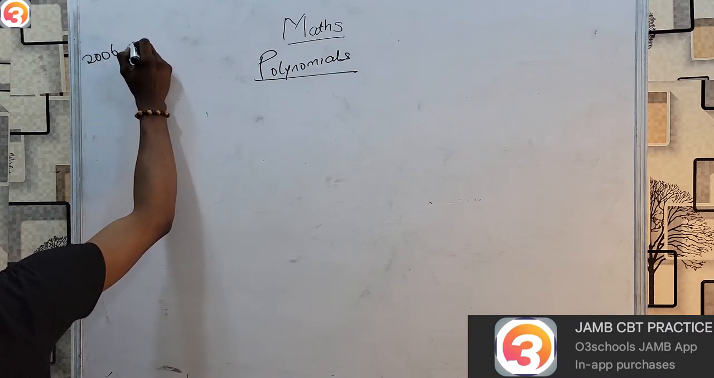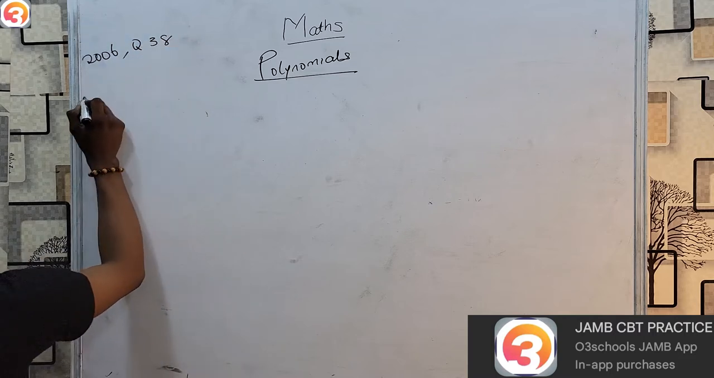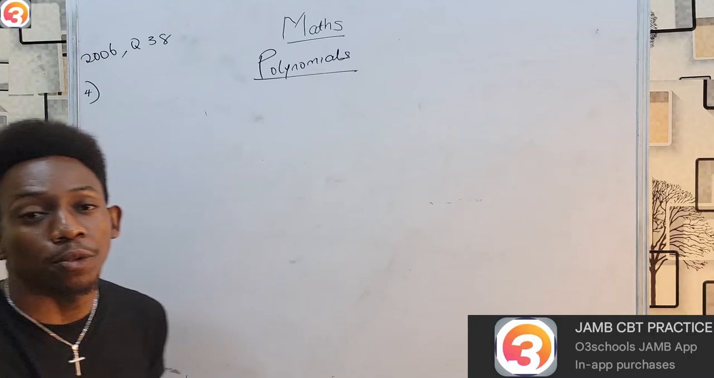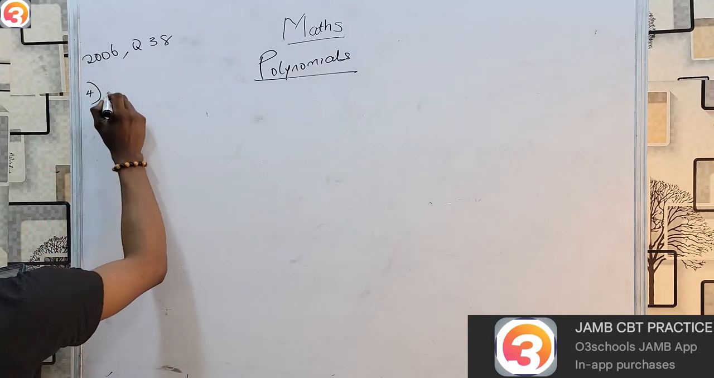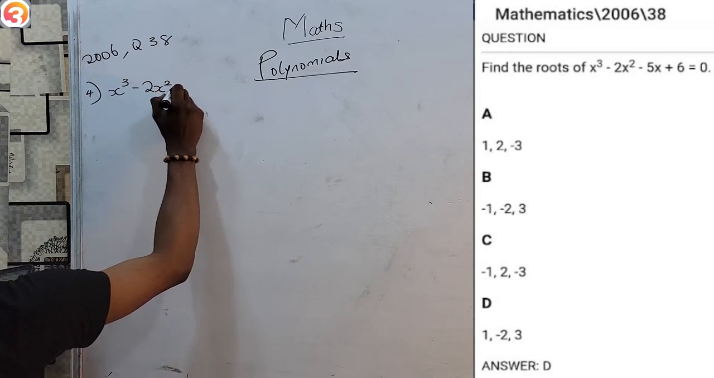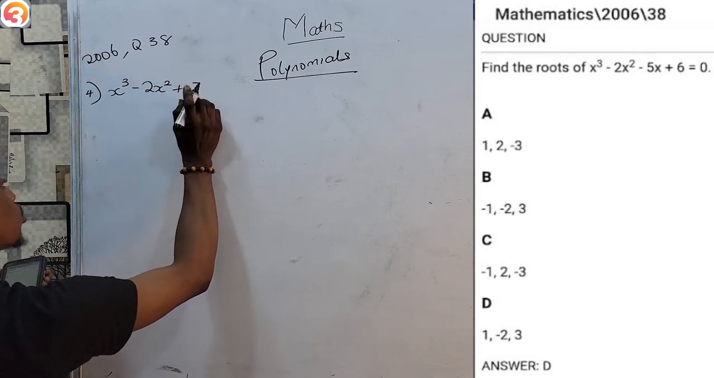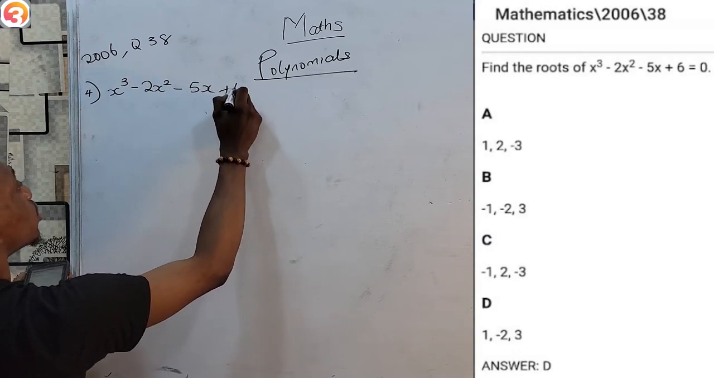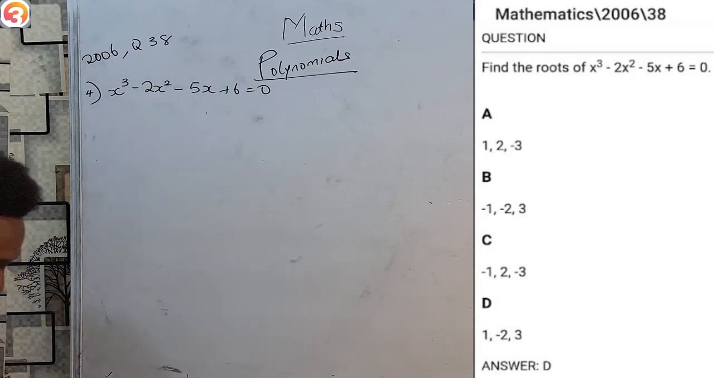All right, next question is from 2006. This time, question number 38. This one is very straightforward. Find the roots of x cubed minus 2x squared, sorry, this is minus 5x plus 6 equals 0.